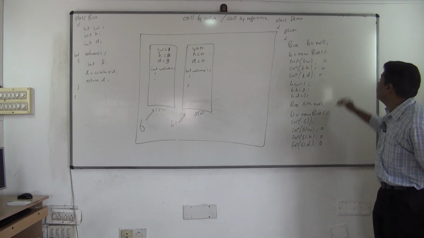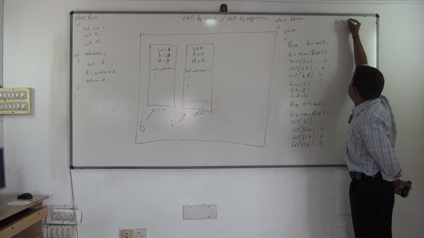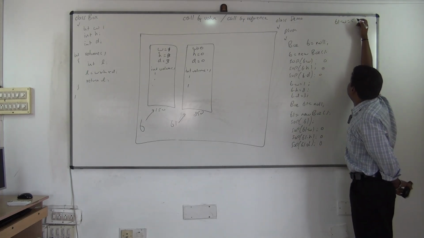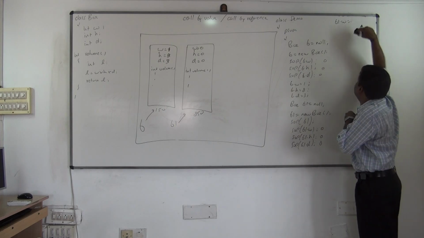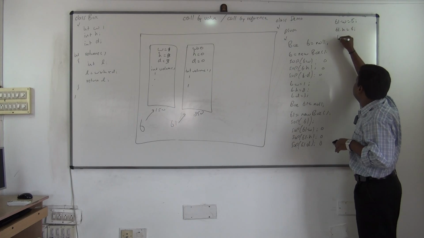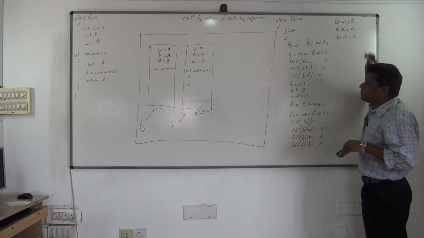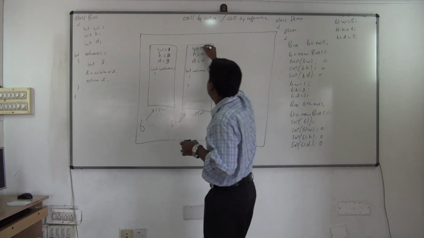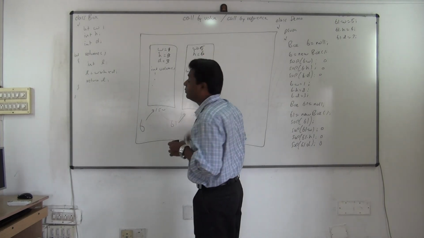Now what will I do? I will fill the values. B1.W is equal to 5, or I will give some values like 5. B1.H is equal to 6, B1.D is equal to 7. So values here will get changed to 5, 6, 7. It overwrites.